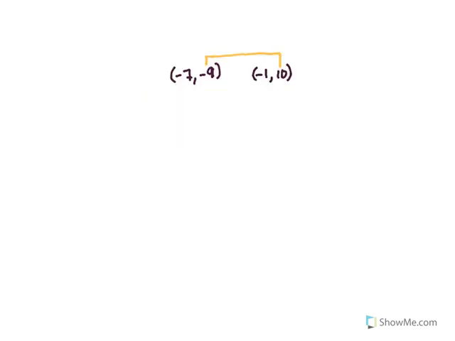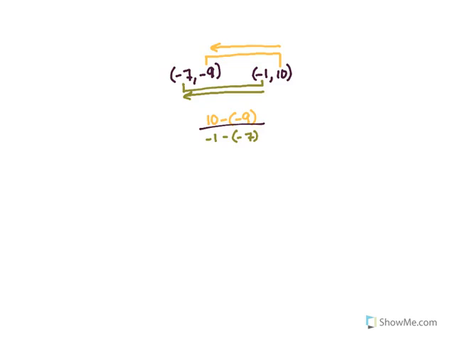Okay, so our y's are on top, our x's are on bottom. Let's just, for the heck of it this time, work from right to left, because we can do that. We just have to stay consistent. So we're going to have 10 minus -9, and then I have to work from right to left again if I worked from right to left the first time. So I'm going to have -1 minus -7.